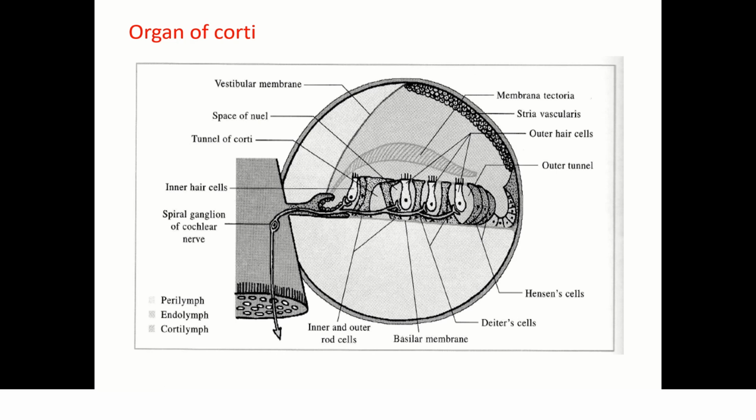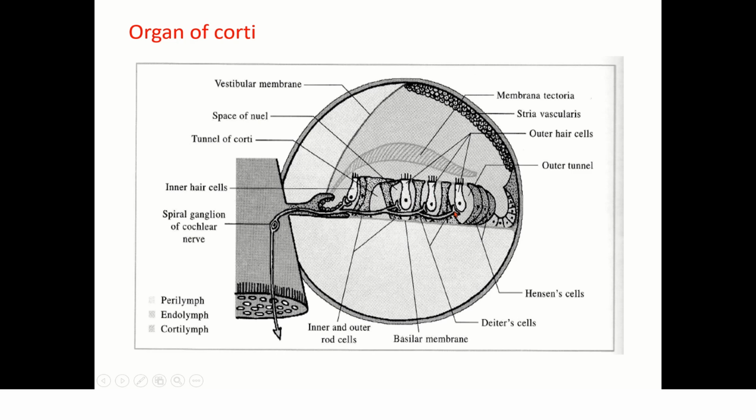You can see here, this is the organ of Corti. You can see this is the basilar membrane on which the organ of Corti is resting. If you observe from the osseous spiral lamina, these are the inner hair cells, a single row of inner hair cells. You can see 3 rows of outer hair cells. These are the outer rods of Corti and these are the inner rods of Corti, which are enclosing the tunnel of Corti.